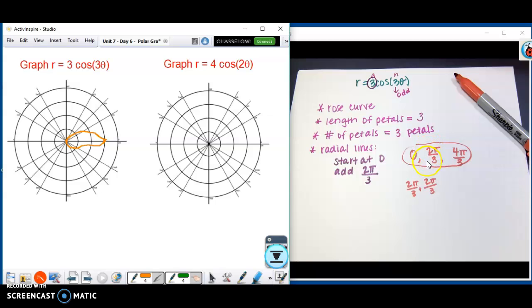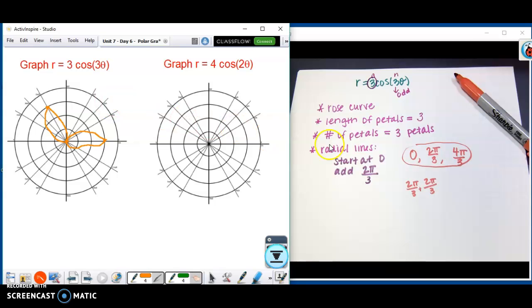Then the next one is going to be at 2 pi over 3. Okay, so think about your unit circle. It's really hard to see on my graph here, but 2 pi over 3 is the first thing here. So we're going to go from our dot we already have, and count up to 3 because that's how long the petal is. So I'm going to draw in my petal. It should connect. That's a little bit better.